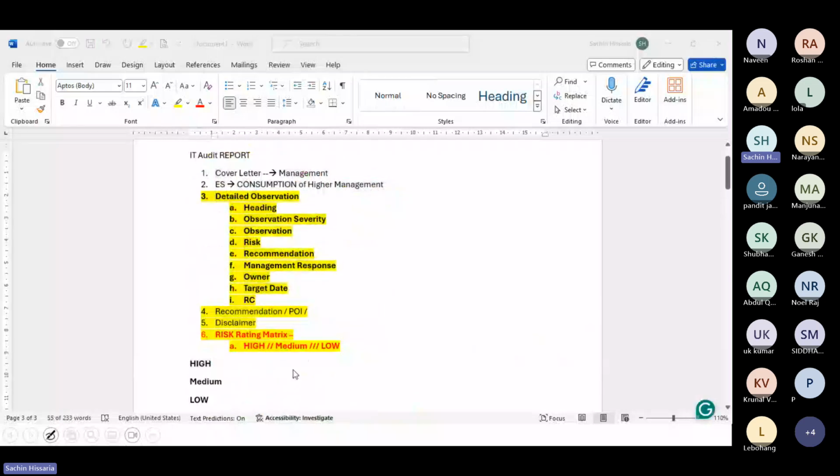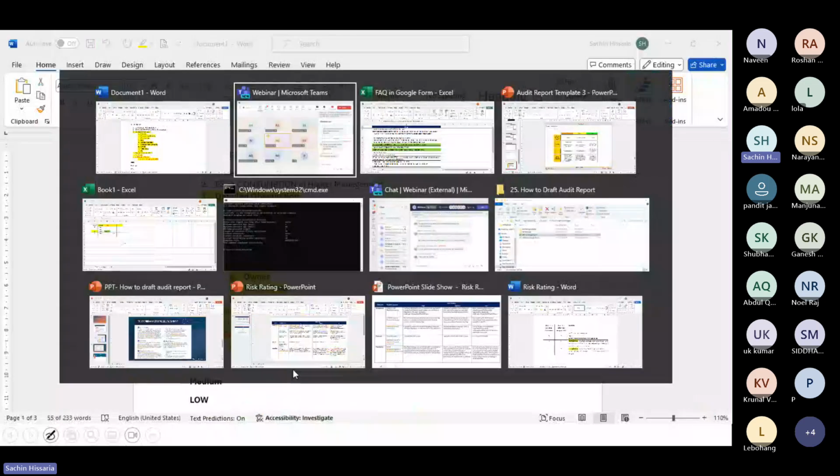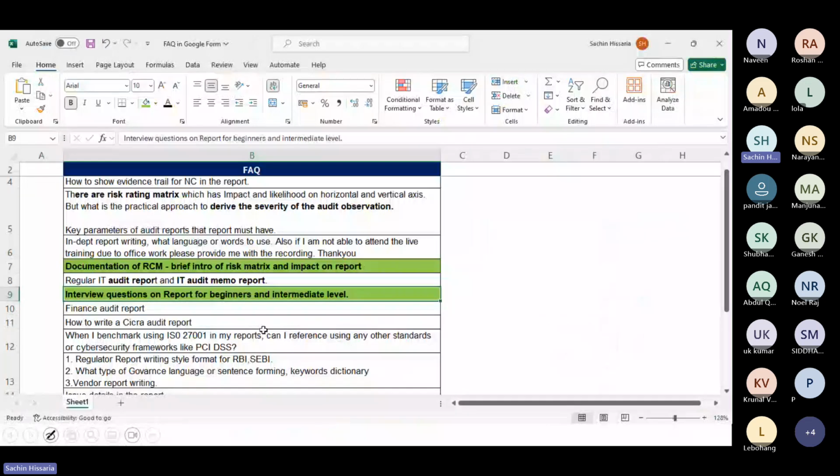Financial audit report is a bit different, guys, because in a financial audit report, we do prepare a financial statement, like a trial balance. Then we prepare a P&L account and balance sheet. So it is totally different from your normal IT audit or process audit report.